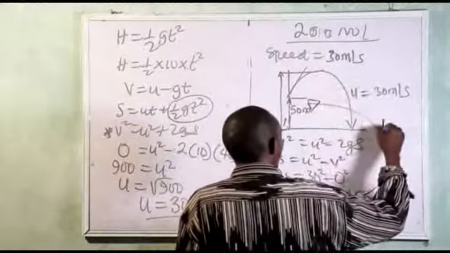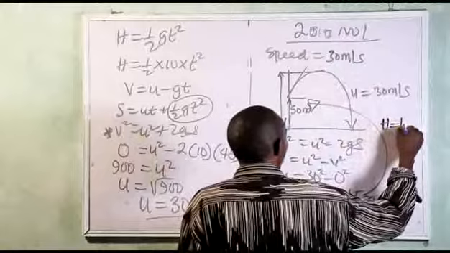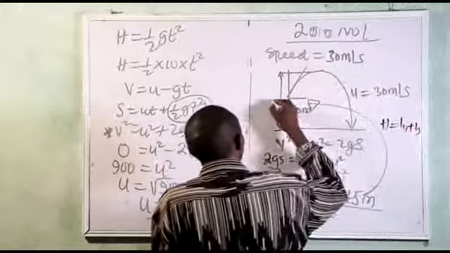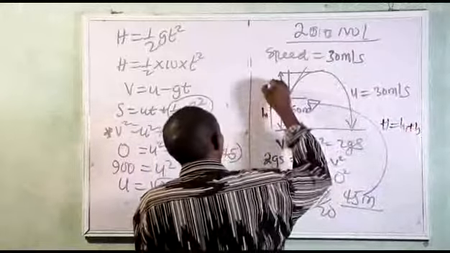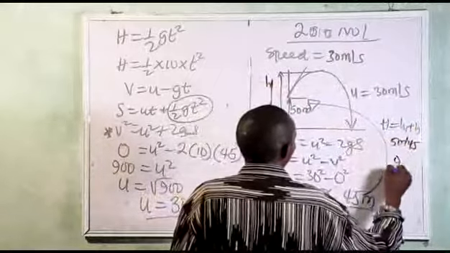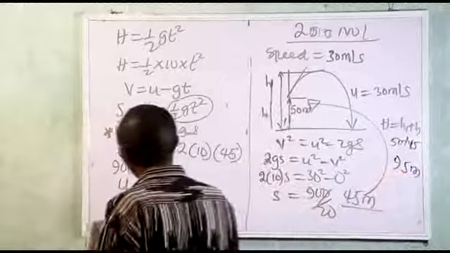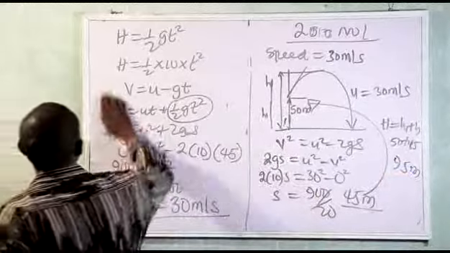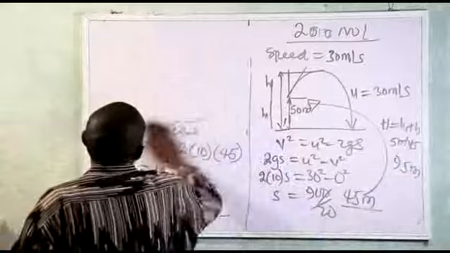So the maximum height will be this h1 plus h. Height from here to here is h1, height from here to here is h. That will be 50 plus 45, which is 95 meters. That's the answer.